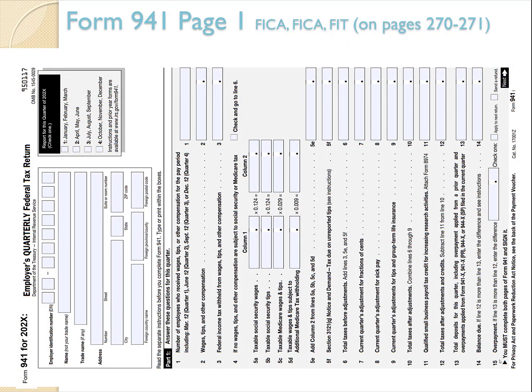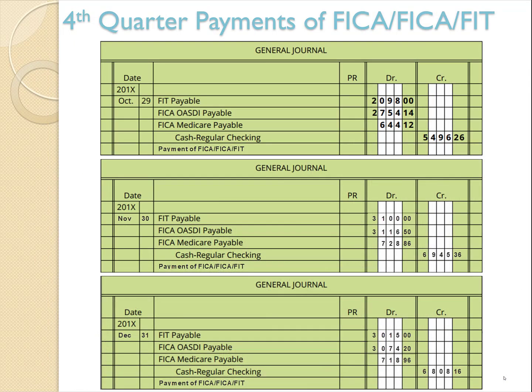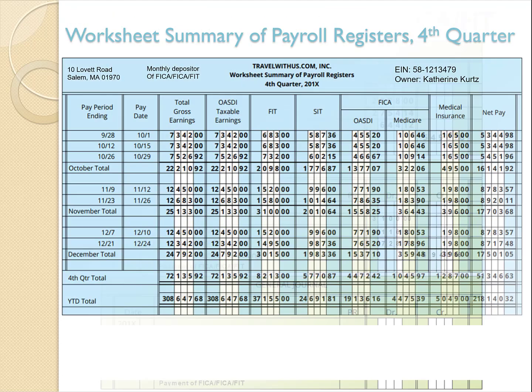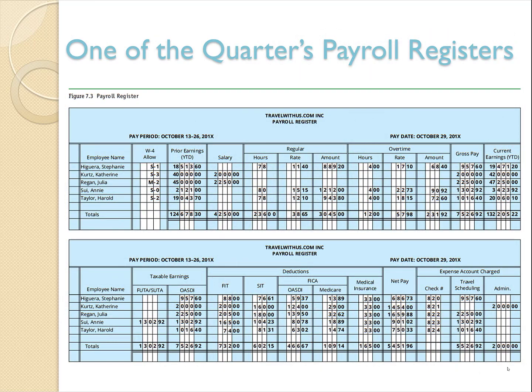So this is page 1 of the Form 941. You can also find this online. And this was also in Canvas, ready for you to print out. And here's page 2 of 941. And then here's our fourth quarter payments of FICA FIT. And our worksheet summary of payroll registers for the 4th quarter. And one of the quarter's payroll registers.